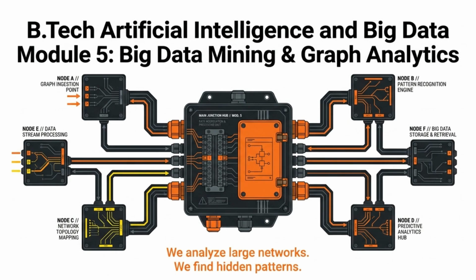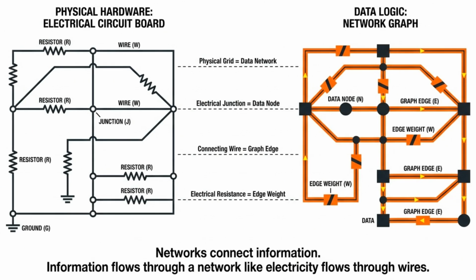In this module, we explore how to analyze large, complex networks to uncover hidden patterns using various specialized nodes and engines. Think of a data network like an electrical circuit. Just as electricity flows through wires and components, information travels across nodes and edges. Understanding this mapping is key to analyzing complex systems.